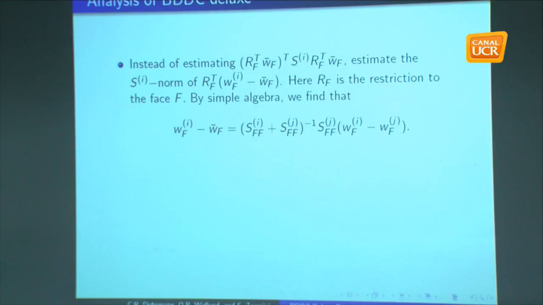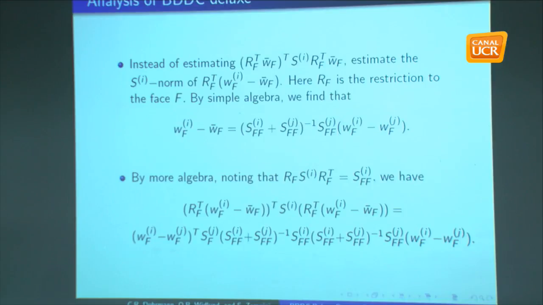Okay, so now what we have to do is estimate the energy of the average face function. This is what we would like to estimate, but we can instead work with this quantity. Once we have a bound for this, it's very easy to get a bound for that. So R_F is the restriction of a function on the interface to the face. And simple algebra shows that we have this formula here.